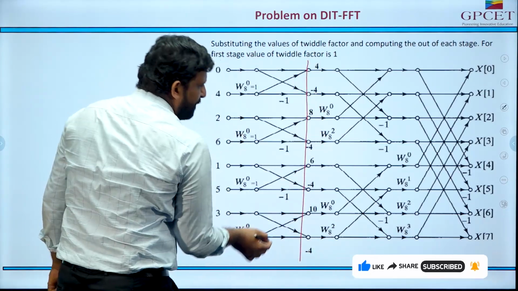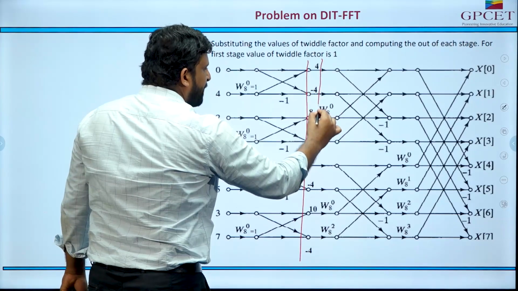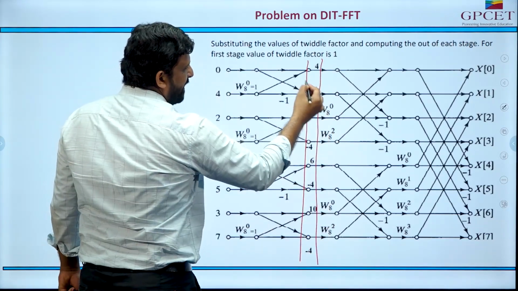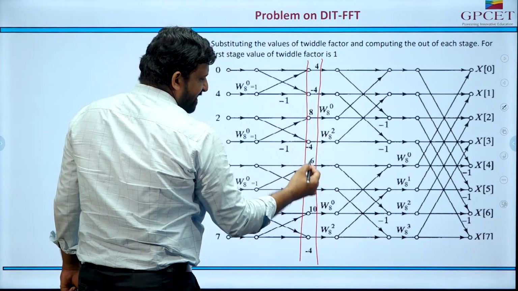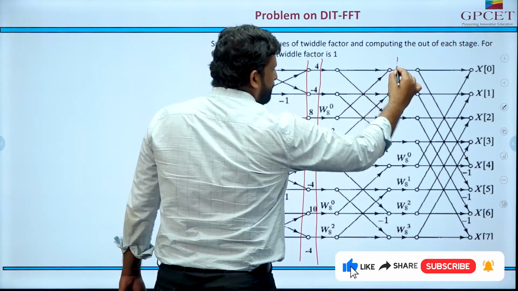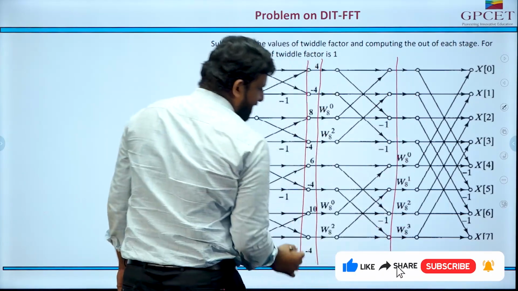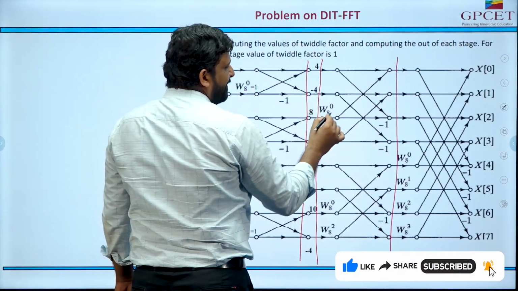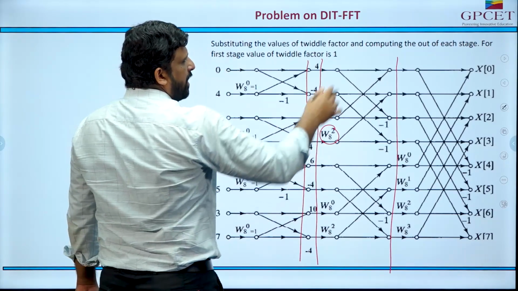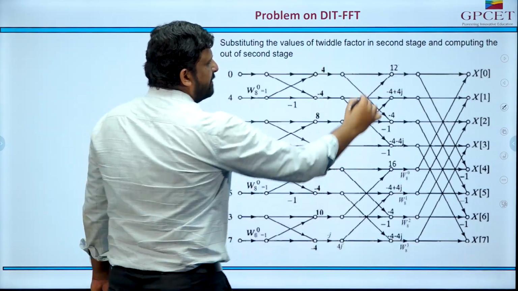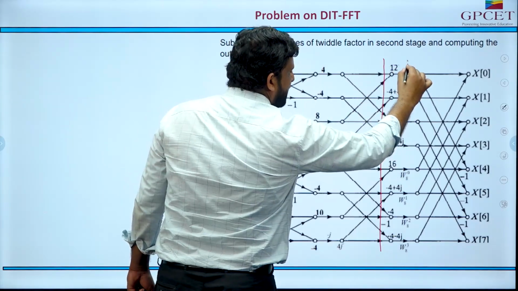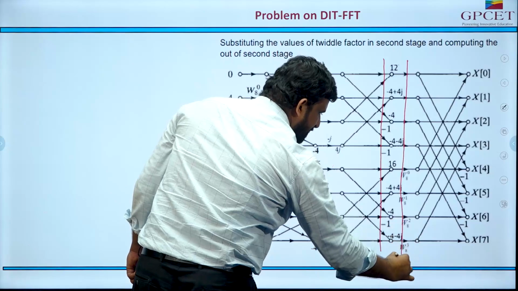So the first stage is completed and I got the new input sequences. These are the new input sequences: 4, minus 4, 8, minus 4, 6, minus 4, 10, minus 4. Now we need to do the same for the second stage. After doing this, the twiddle factors W8 to the power of 0 and W8 to the power of 2 will be used, and I am going to get the new input sequences here.